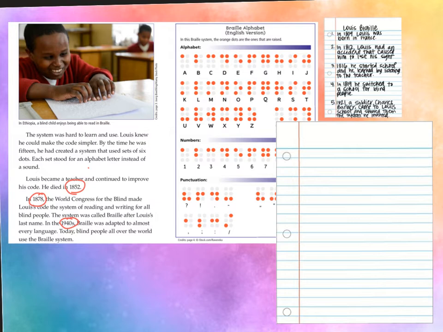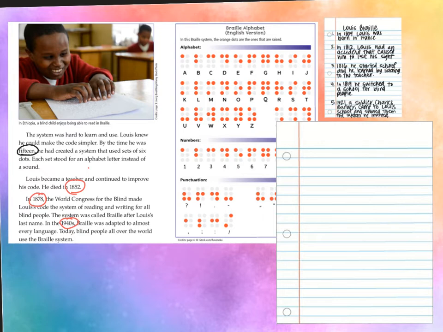It says, the system was hard to learn and use. Lewis knew he could make the code simpler. By the time he was 15, he had created a system that used sets of 6 dots. Each set stood for an alphabet letter instead of a sound. Okay, so he was using that system that the soldier Charles Barbier invented in his school, but it was hard for him to use. So he knew he could make it simpler. So when he was 15, he created a system that used sets of 6 dots.